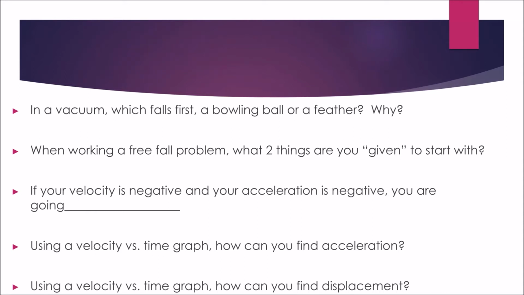Using a velocity versus time graph, how can you find acceleration? You take the slope of the line. And using a velocity versus time graph, how can you find displacement? You calculate the area between the curve and the x-axis and add them all together.